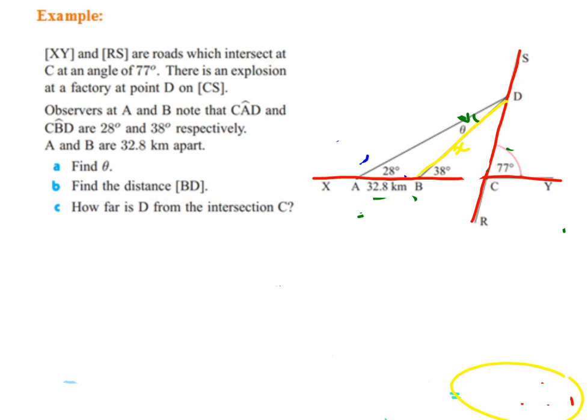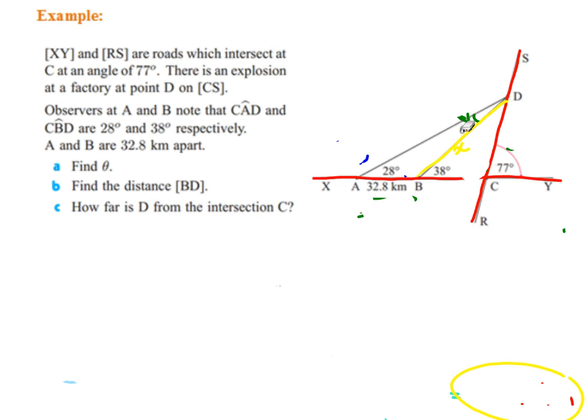So find theta. It might have seemed that you had to do something complicated, but you can actually work out theta, because you know this angle here is 28. You can easily work out this angle here because this whole thing's a straight line. So 180 minus 38 would be this angle here. And because it's a triangle, angles in a triangle add up to 180. So you can just do 180 minus 28 minus this angle to get theta. So it's just quite a simple thing, really.